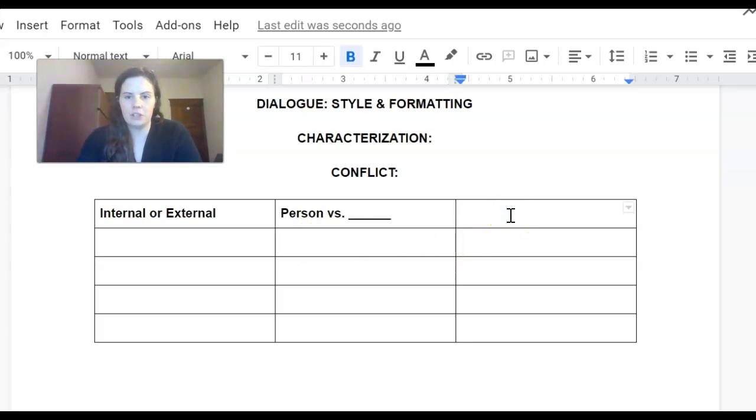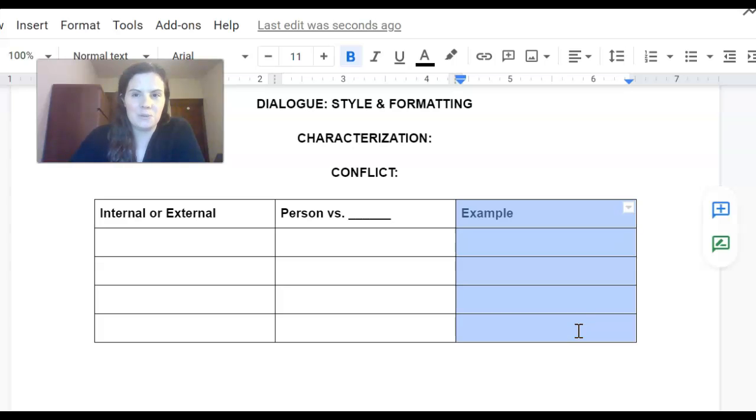And then lastly, I want you to write example. Now, the examples, this work here in this column, that's what you're going to need to have done in order to participate in synchronous class on Tuesday. So make sure you have all of your examples generated by the time we start class.